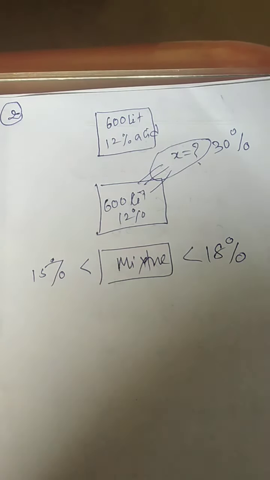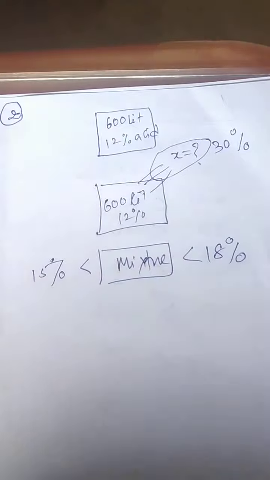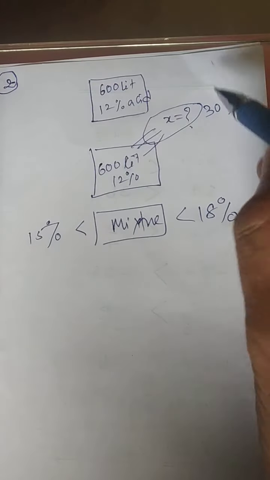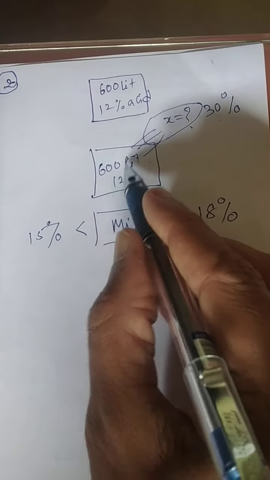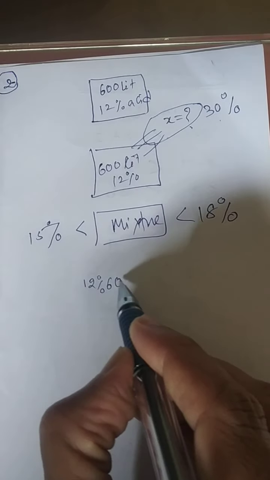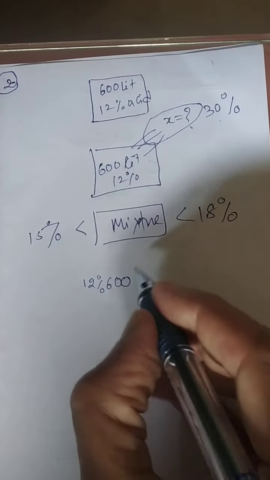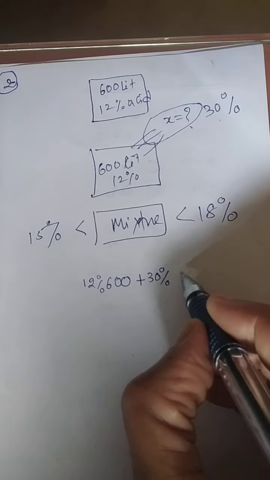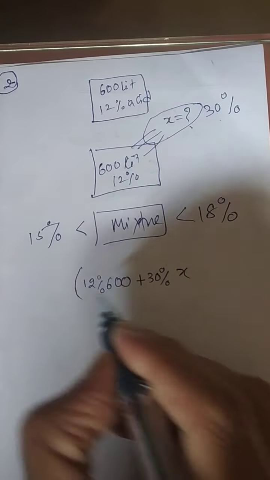Just check once more. A manufacturer has 600 liters of 12% solution of acid. How many liters of 30% acid solution must be added so that the final mixture will be in the range of 15% to 18%? Now how to put up this situation? Look here. This is x liters. How much acid content will it be? Earlier it was 12% of 600. This was the content available over here. Then you are adding 30% of x, and this is nothing but the combined mixture.